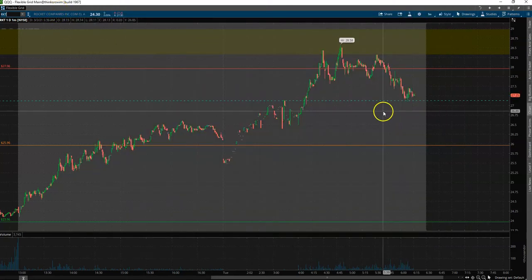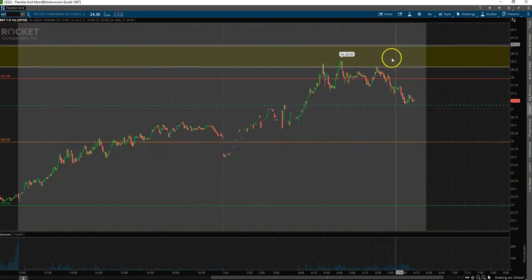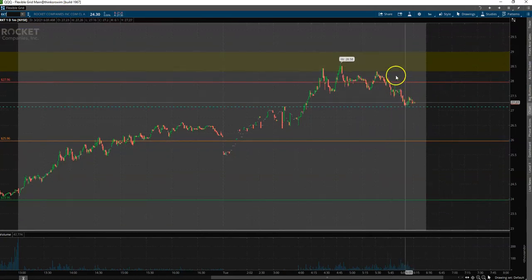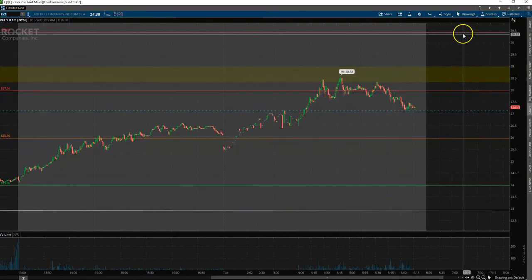The only thing to keep on watch here is we've got a bit of a distribution zone right up here in between 29 and 28.25. So if you guys do look for that push out of the open, be aware that there's going to be some pretty strong resistance right up there. But if we do get through that, we do have room to about 30.50.